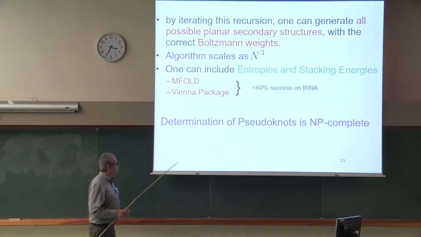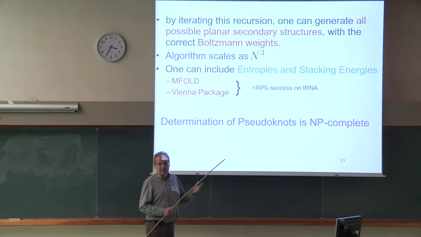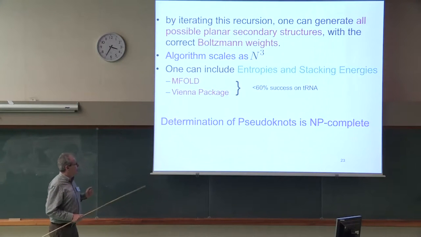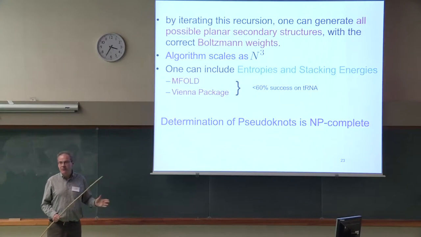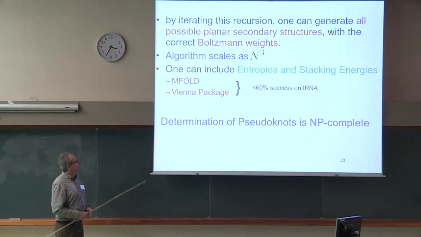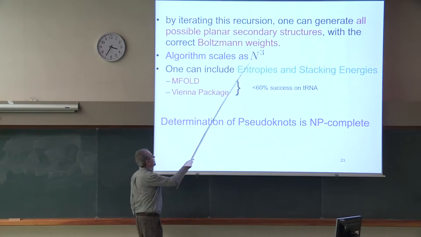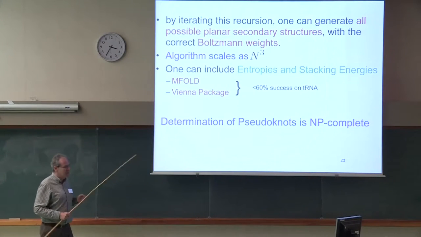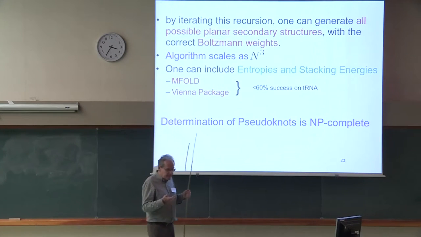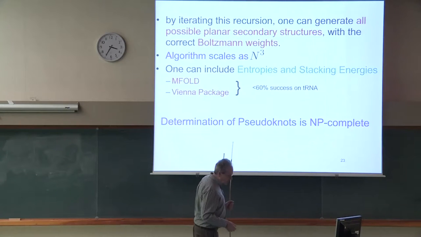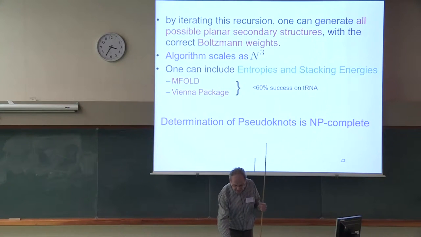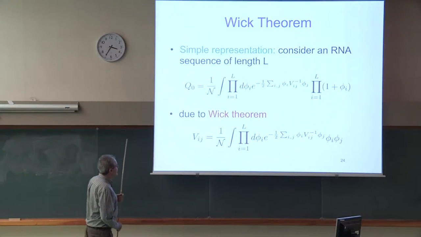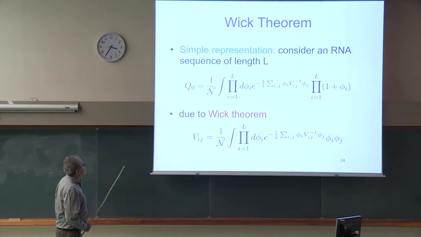Now, if you include pseudoknots, so this crossing, then it has been shown that the problem is mathematically NP-complete, so there is no polynomial algorithm. Here the algorithm goes like n cubed, but in the case of pseudoknots, if you allow for crossing, there are no more simple recursions, and the problem is NP-complete. So one has to do something else. The way we proposed with Tony Z is the following.